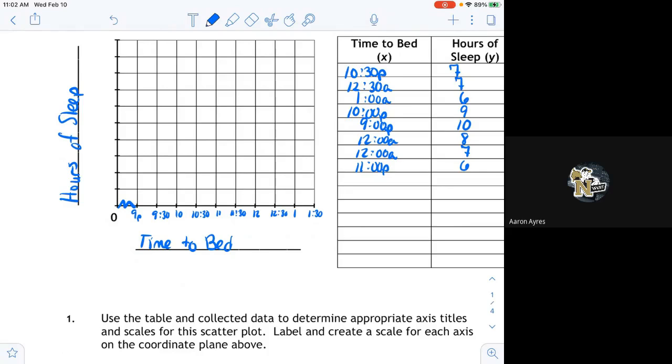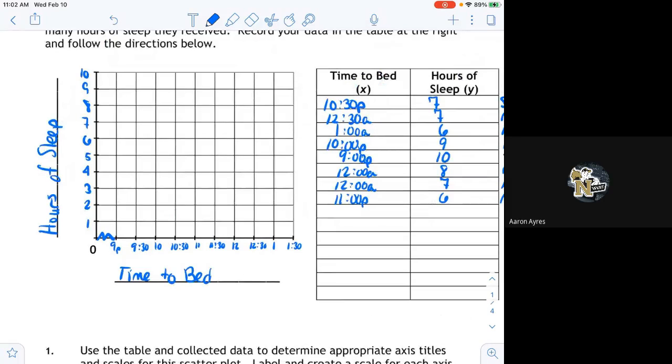Well, I think I'm going to go by the hour here. So we're going to go 1 hour, 2, 3, 4, 5, 6, 7, 8, 9, and 10. Now all we have to do is plot these as ordered pairs. The first one is 10:30 p.m. and 7 hours of sleep, so I put the ordered pair right there. Everybody see how I got that ordered pair?